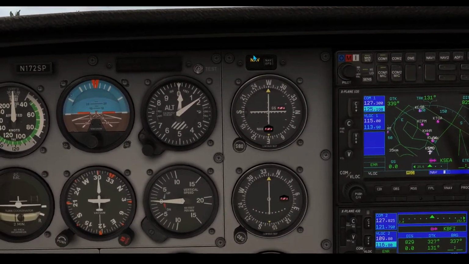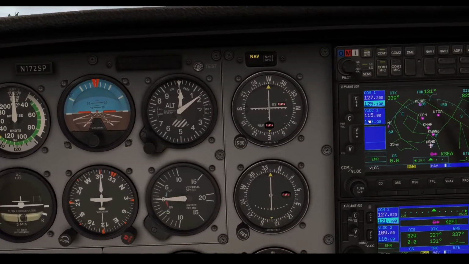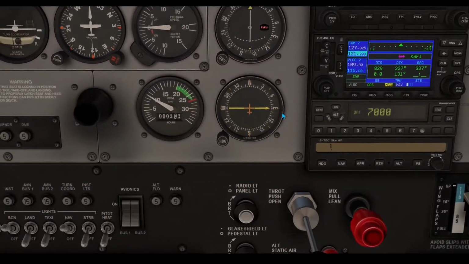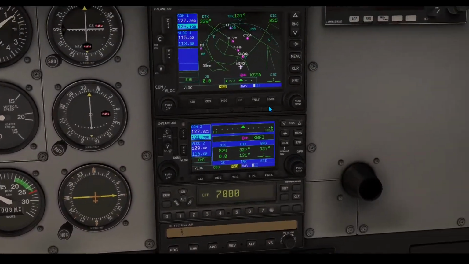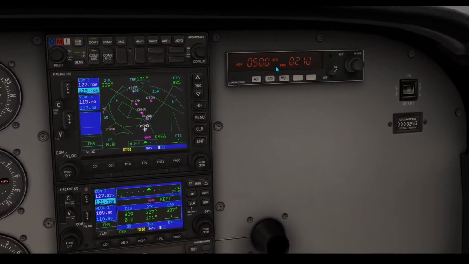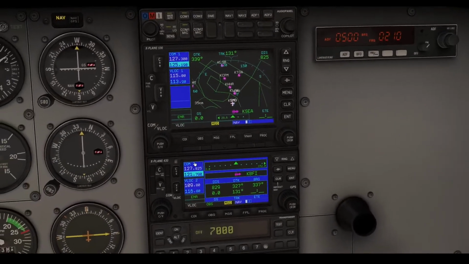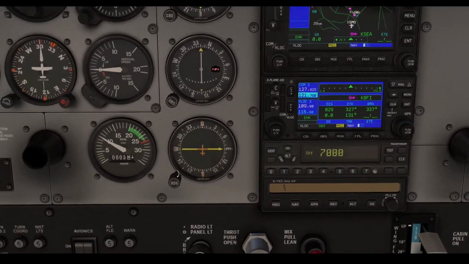takes information if in nav mode from these frequencies, which are frequencies of VOR stations on the ground. The ADF, when associated with a valid frequency here, takes navigation information from an NDB station on the ground.